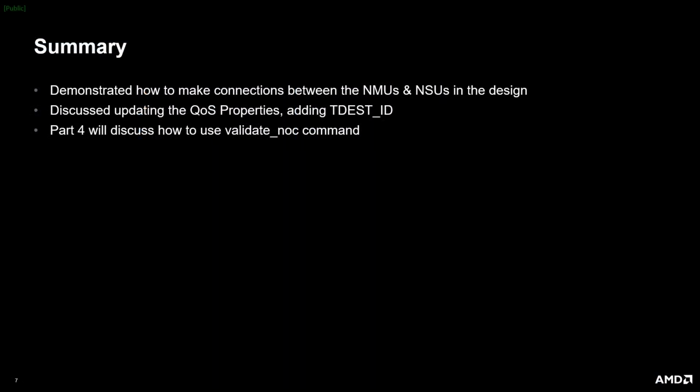To recap this video, we've demonstrated creating an XDC file, including specifying the used-in property for the XDC file. We've illustrated how to use the output of the getNOC interfaces command when creating the endpoints. We've also shown how to create the connections between the NSUs and NMUs, as well as how to specify the QoS properties and the TDEST IDs for the connections. The next video in this series will demonstrate how to use the validate NOC command.